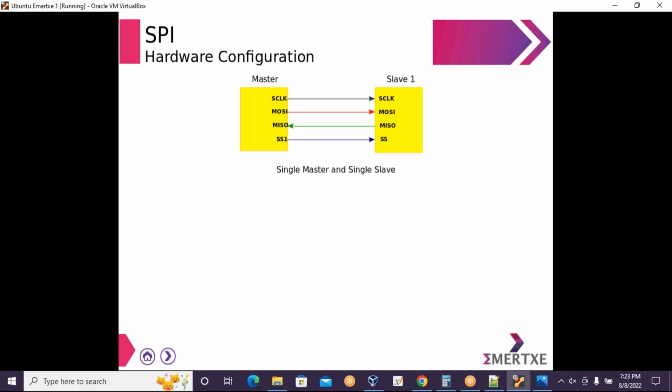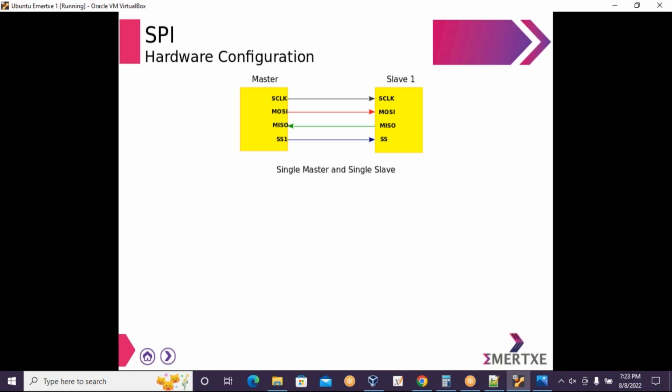So this is an example where a single master is communicating with a single slave. Please see how the direction of the line is and how the communication is happening. First of all, the very first line you see is the clock line. And remember, the clock is always being generated by the master. So master generates the clock all the time.